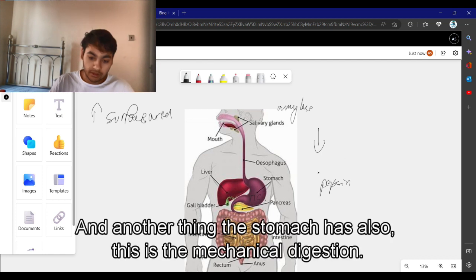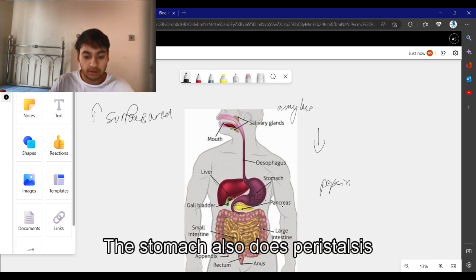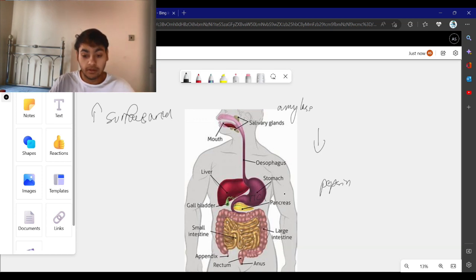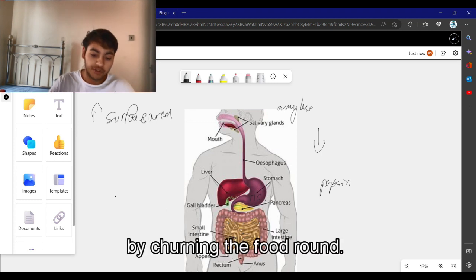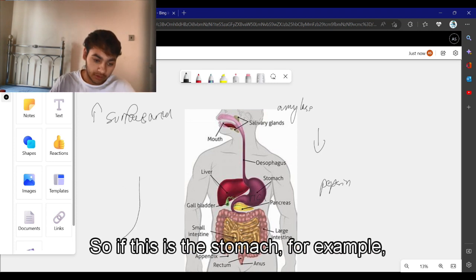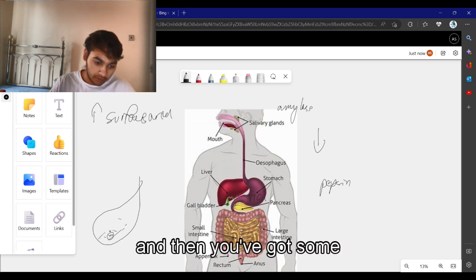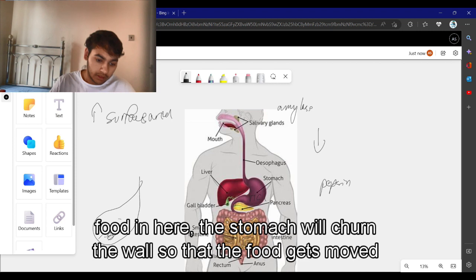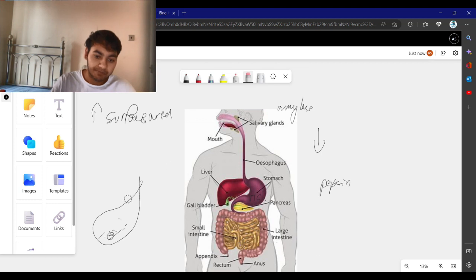Another thing the stomach does is mechanical digestion, by churning the food around. So if this is the stomach, for example, and you've got some food in here, the stomach will churn its walls so that the food gets moved around and then broken down. And that's basically it.